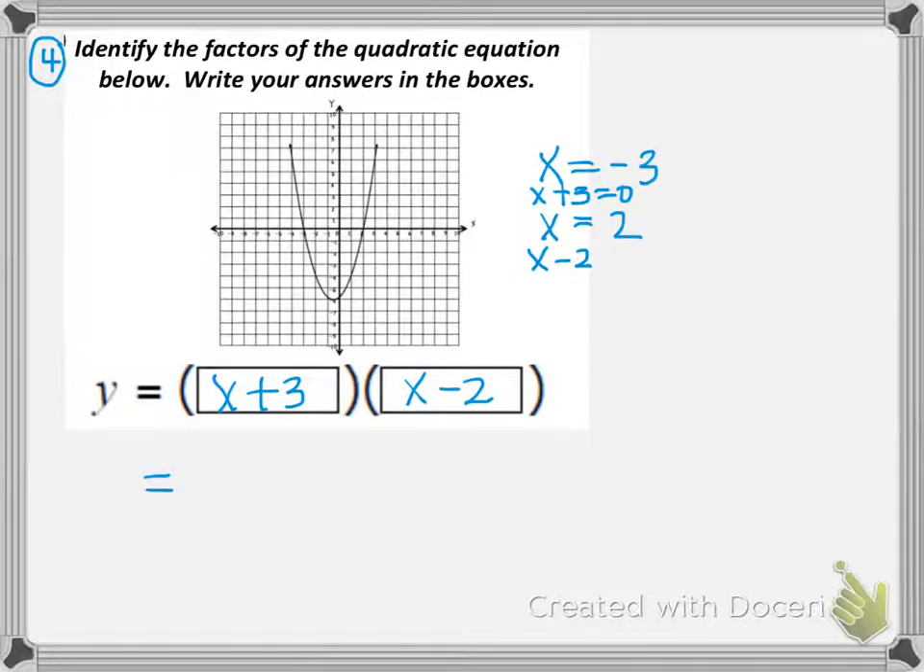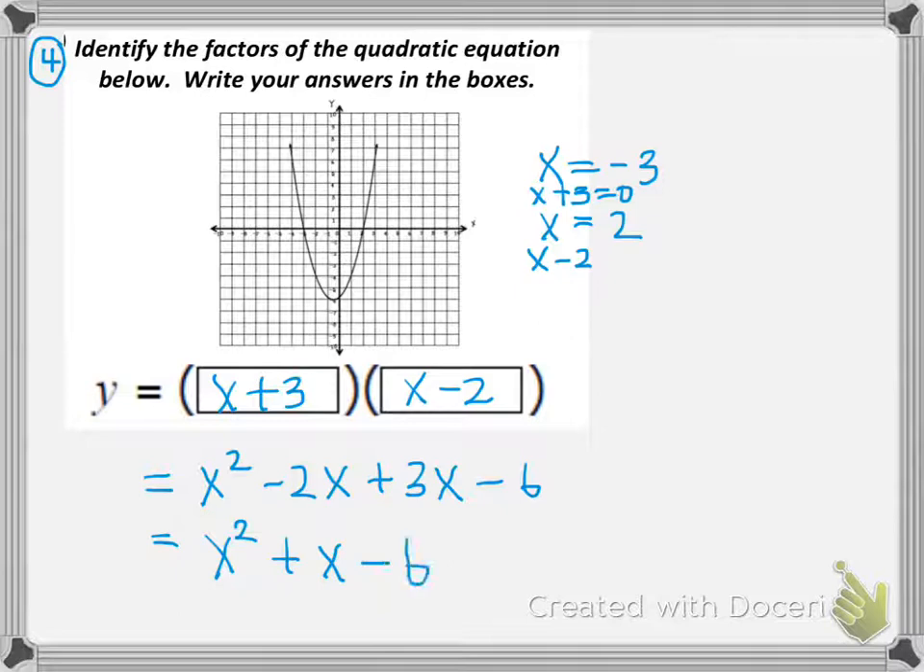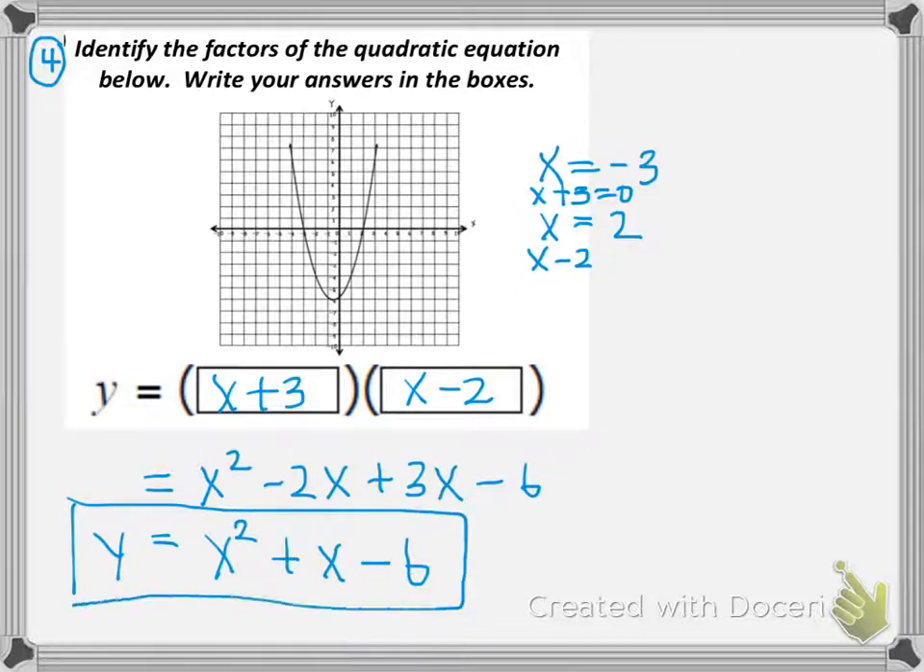So x times x gives me an x squared. X times negative 2 is a negative 2x. 3 times x is a 3x. And 3 times negative 2 is a negative 6. So this will be x squared plus x minus 6. Okay?